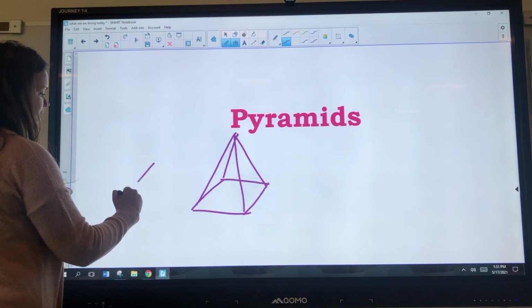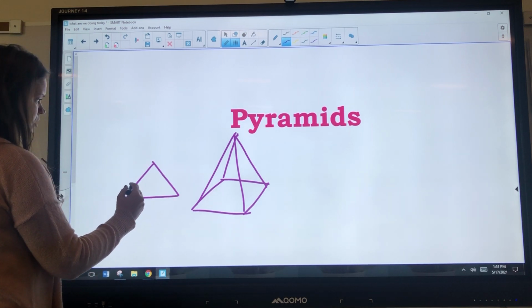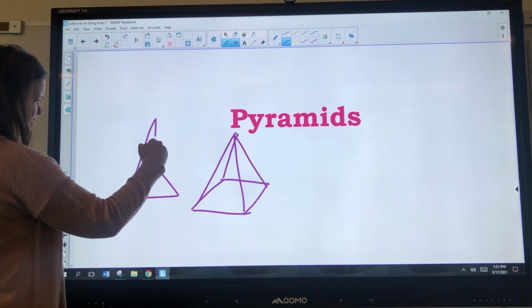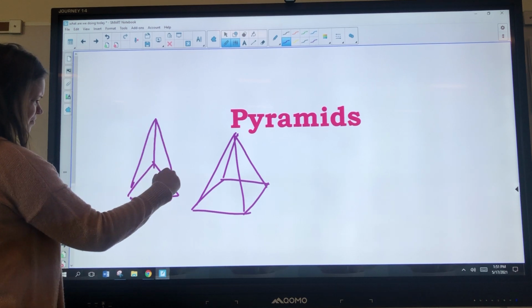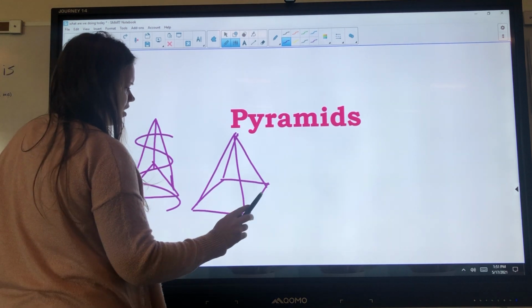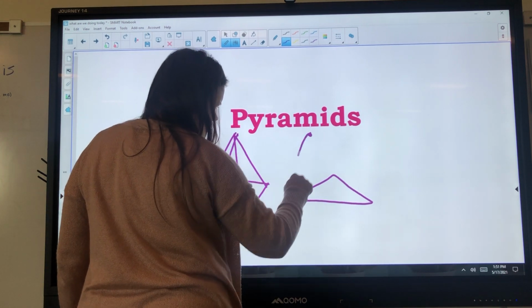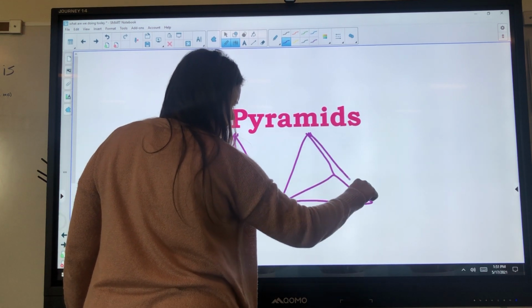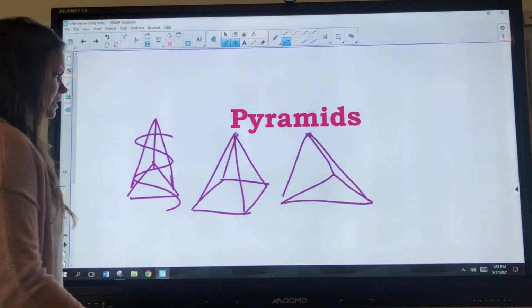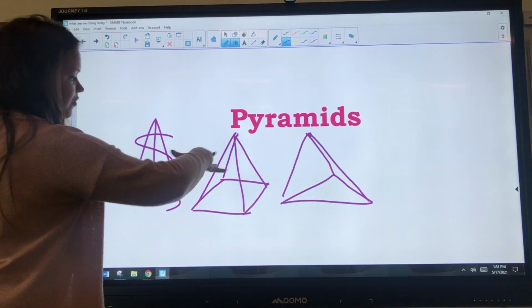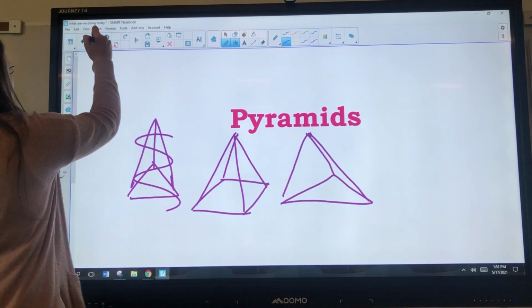It can also have a triangular base, but that's not a good picture. You get it. Triangular base. It comes to a point but has a flat base.